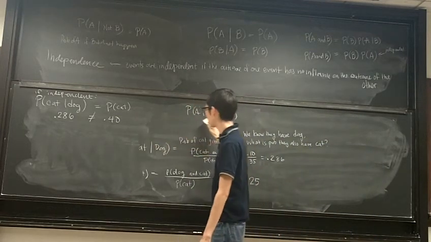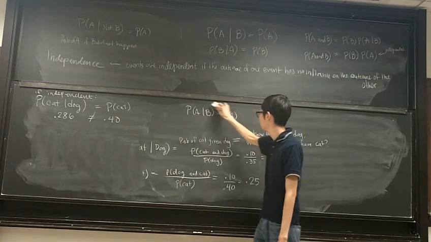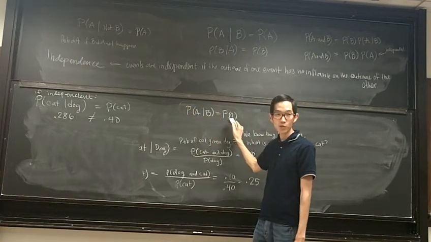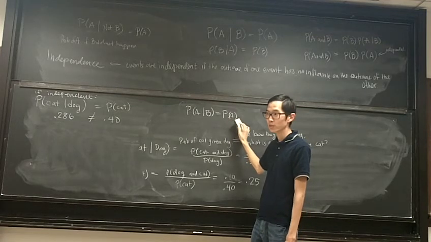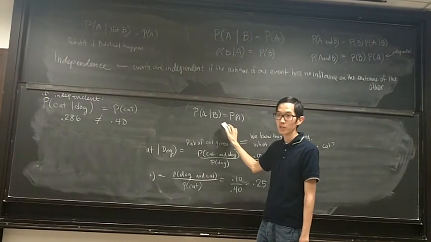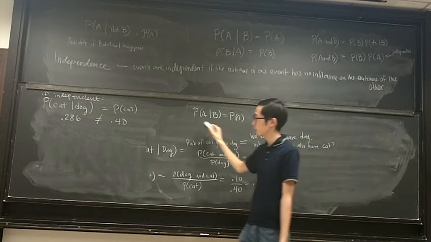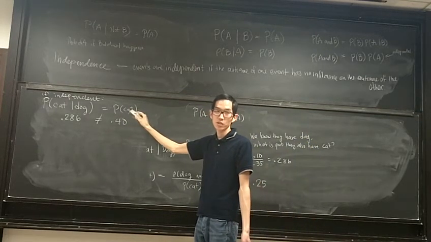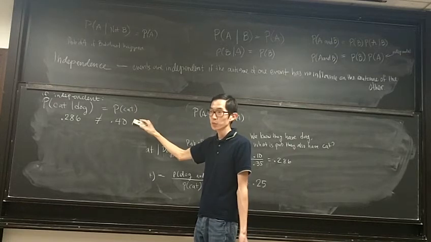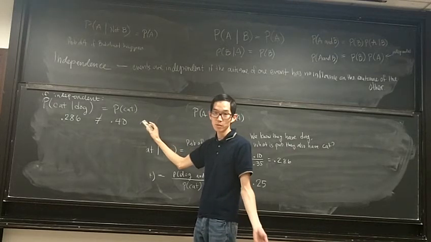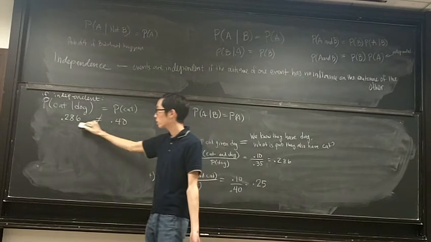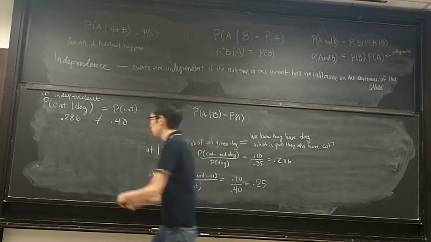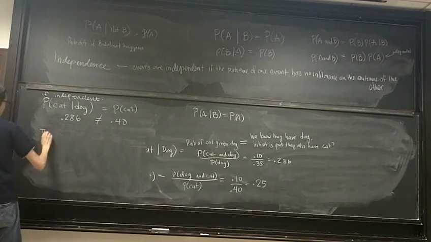All I'm doing is applying this equation, which says if they're independent, this is going to hold true. I just replaced wherever I saw A with the word cat, and wherever I saw B with the word dog. So now I have cat given dog equals probability of cat. If this holds true, they're independent. If it doesn't hold true, then they're not independent. I checked, it doesn't hold true, so they're not independent.